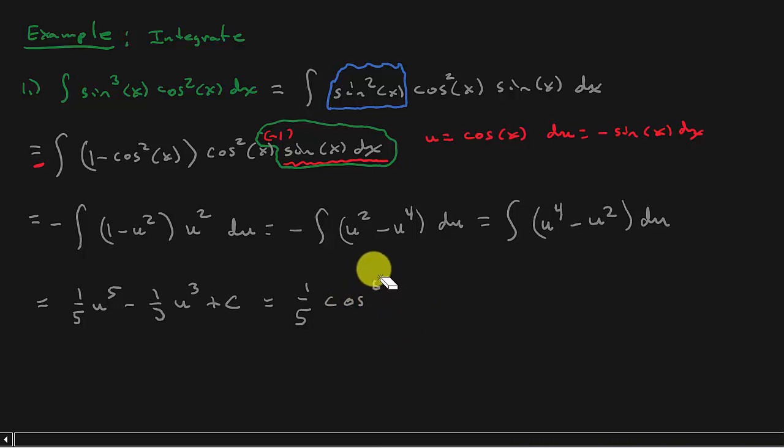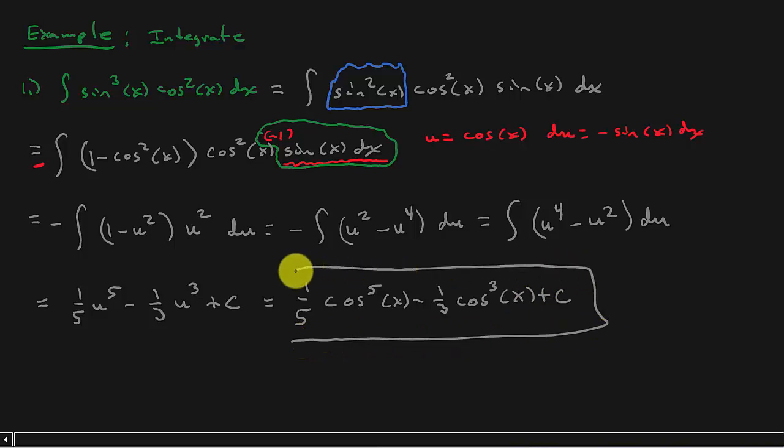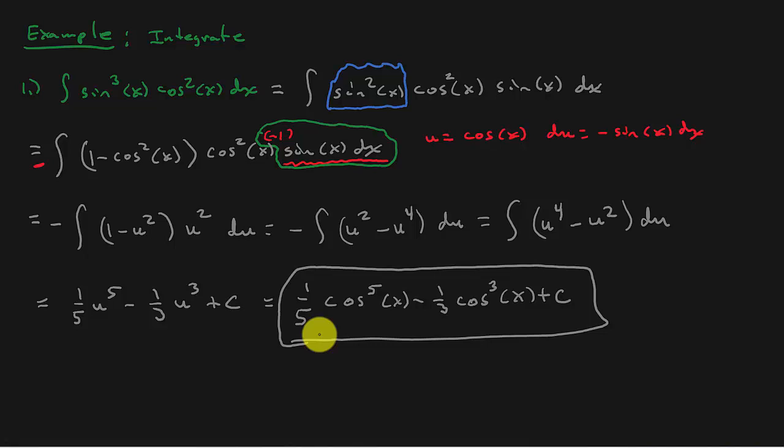Well, let me make that a little bit better. Cosine to the 5th x minus 1/3 cosine cubed x plus c. And there's your answer. Okay, all right, so that one wasn't bad. That's a pretty basic one there. It's not bad at all.